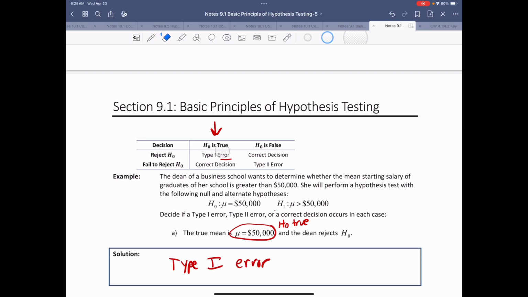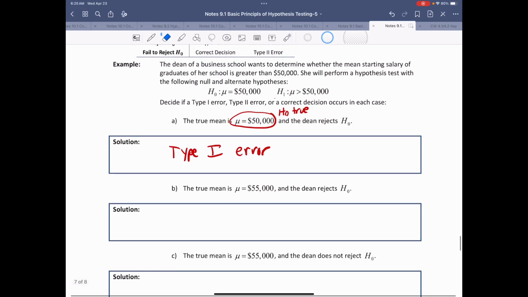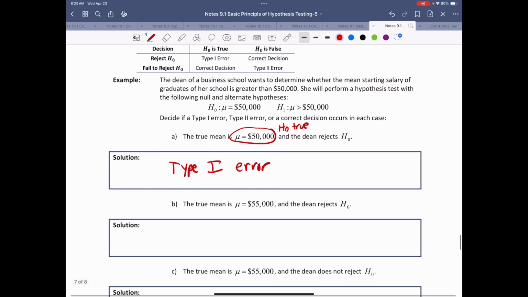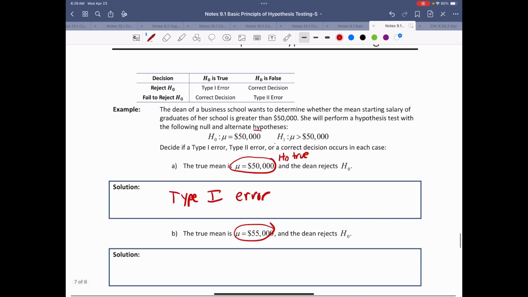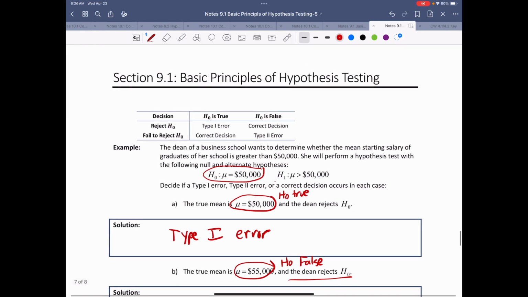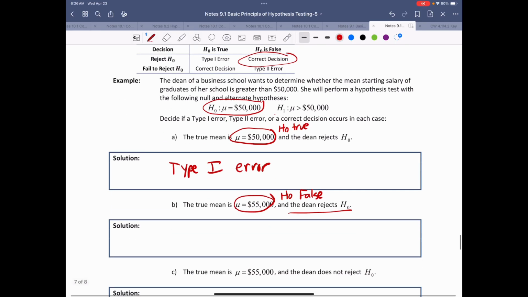All right, let's look at the next one. The true mean is 55,000. Now look at your H0. So if the true mean is 55,000, H0 is false. Then look at the rest. The dean rejects H0. Okay, so I'm in the H0 is false column. The dean rejects H0. She did the right thing.